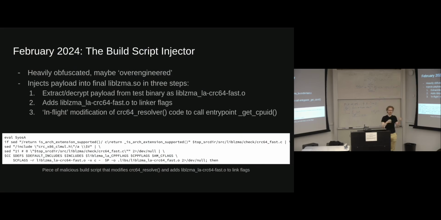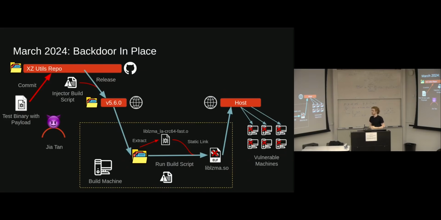And then it also does a little in-flight modification. So just before it compiles some source code from the original repository, it'll slip in a little call, which it does with some bash commands. It'll slip in a little call that actually modifies this particular function, crc resolve, to actually make a call into this shared object. This is all statically linked. So everything gets statically compiled together into this one lib_lzma_so that ultimately is malicious.